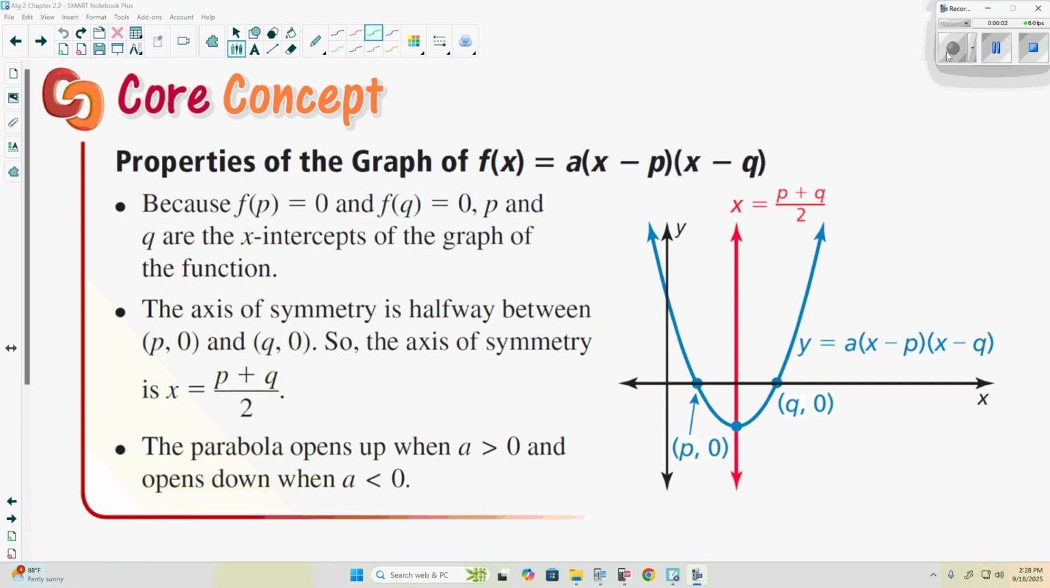All right, guys, we're going to go on and get started. What we're doing today is x-intercept form. We're looking at x-intercept form of the equation of a parabola.